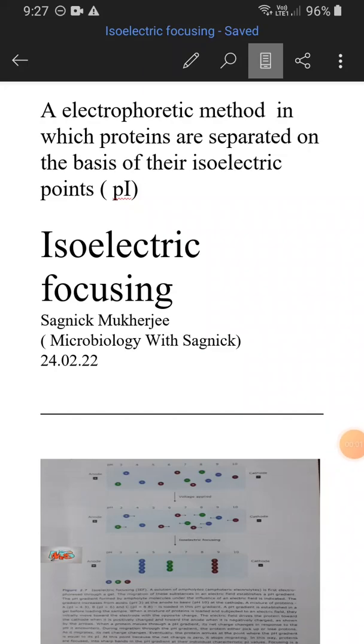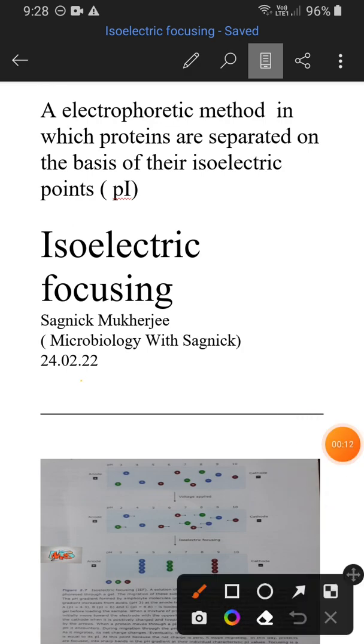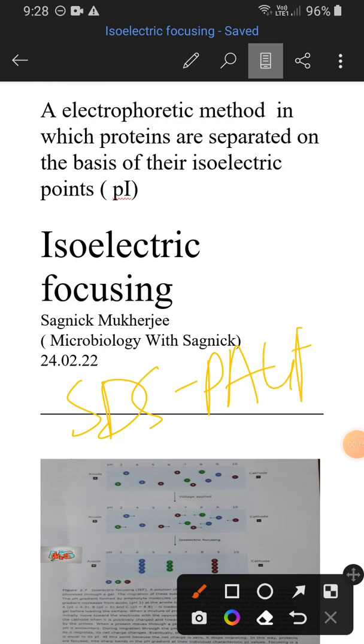Now let's start the discussion regarding isoelectric focusing, which is another electrophoretic method to separate protein samples. Although we have SDS-PAGE for separating protein samples, which we have already discussed in our earlier videos, the question is: why have we developed another electrophoretic method for separating proteins, right?